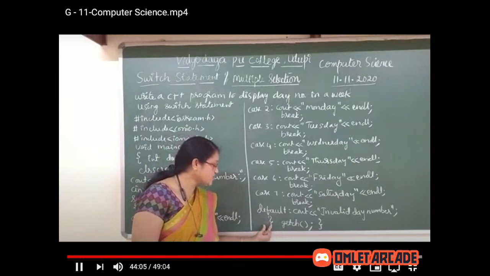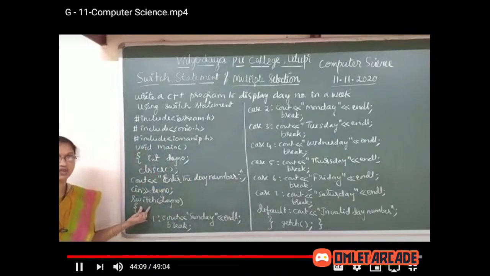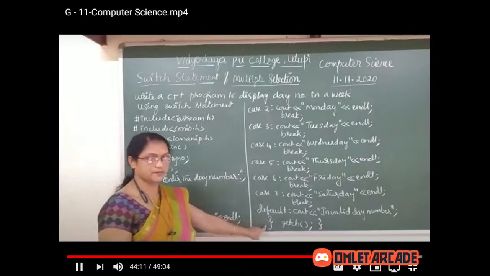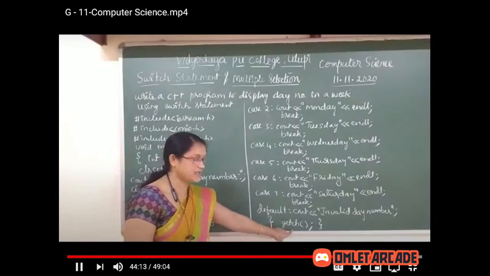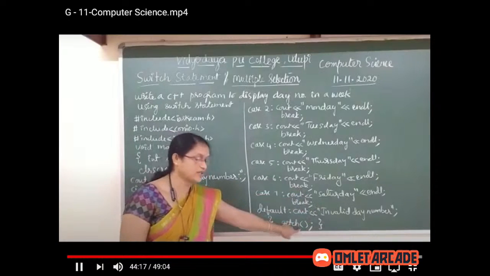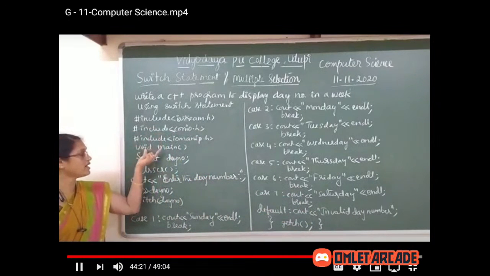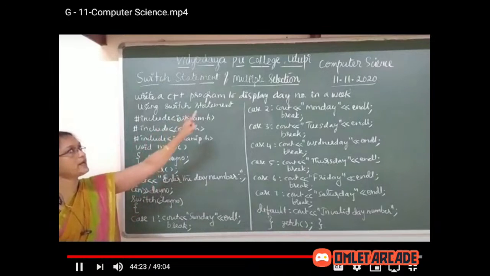So, close the flower bracket. This flower bracket is whatever opened after switch. Switch is closed here. Next, getch, semicolon, close the flower bracket. This is the end of the program, right. So, 3 header files, void main, open flower bracket.